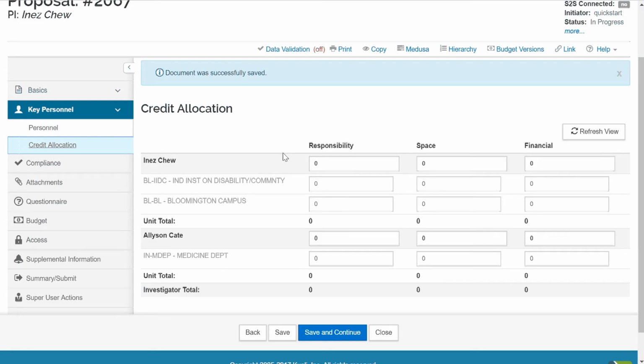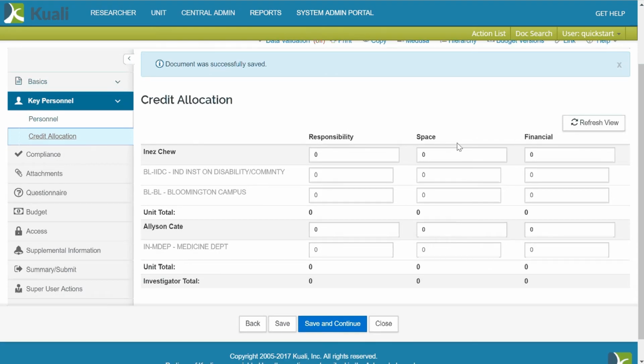And here we can see that we have responsibility, space, and financial as the credit allocation categories. Now, this is configurable by your institution. Some institutions will only have one credit split. They just want credit split in general listed for individuals. Some will have two. In rare cases, you might have a school with 3 or 4 credit allocation categories, although that is generally less common. It really just comes down to what your business needs are.